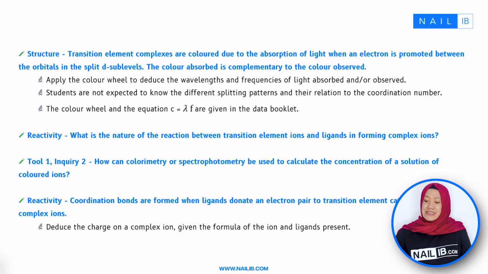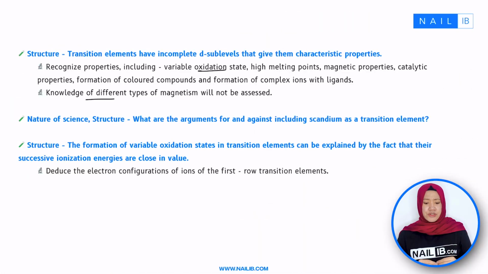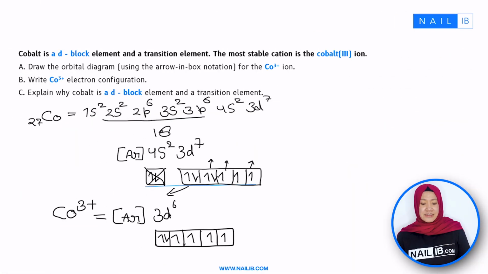All right, so in this video we have talked about the variable oxidation states of transition metals, and the difference from the other elements that are not transition metals in terms of ionization energy, and then the properties of transition metals, the discontinuities in the ionization energy trends, and also the electron configuration. We also talked about the first row transition elements and their ions.